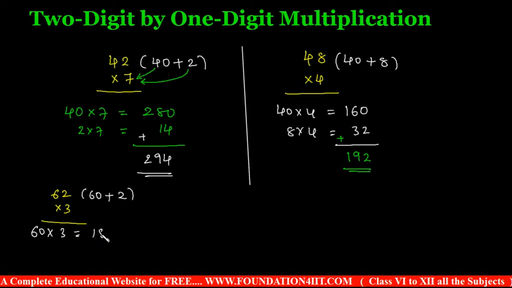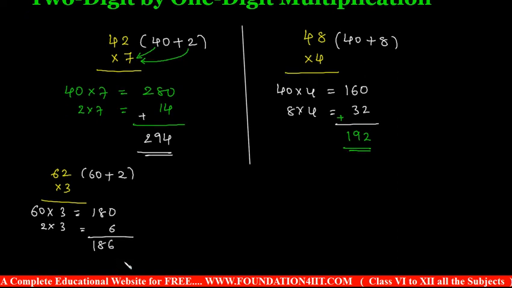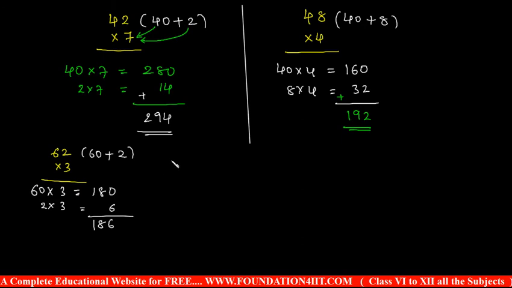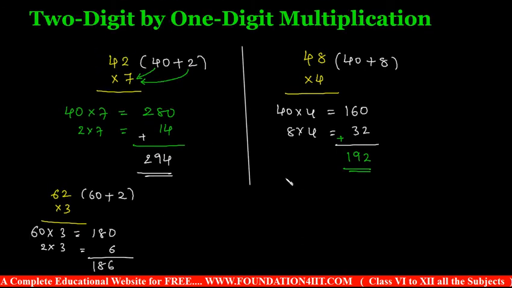Again mine is 2 into 3, that is 6. That completely makes 186. So 62 into 3 is 186. And the simple problems you can do, nothing more complicated. Same concept. Let's have one more example.